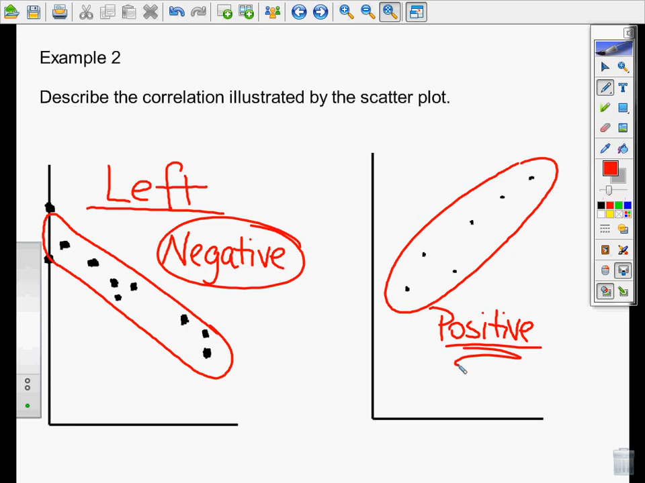Can you look at a graph, a scatter plot, and tell what kind of correlation it is? Positive, negative, or none? Hopefully you can do that. If you have any questions, bring them to class tomorrow.